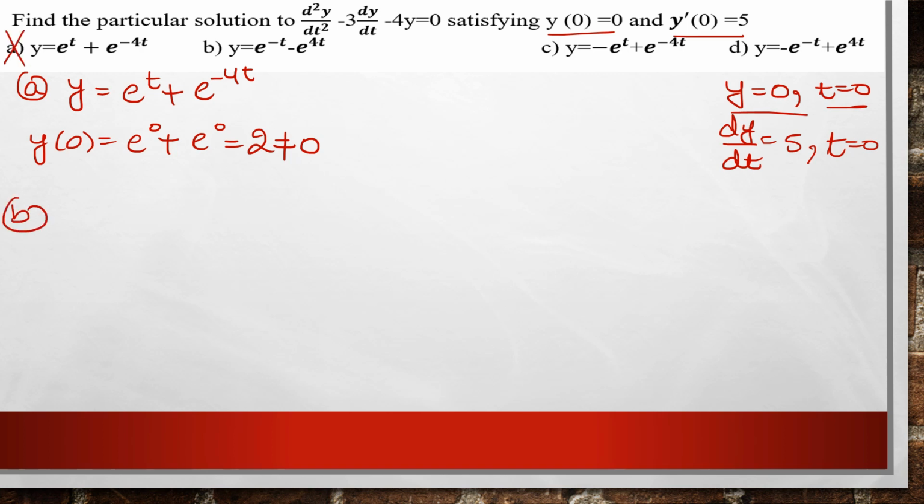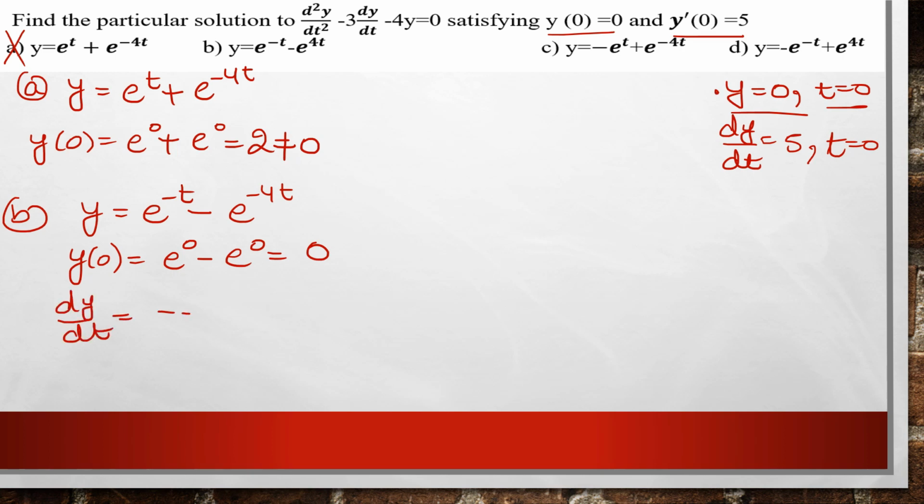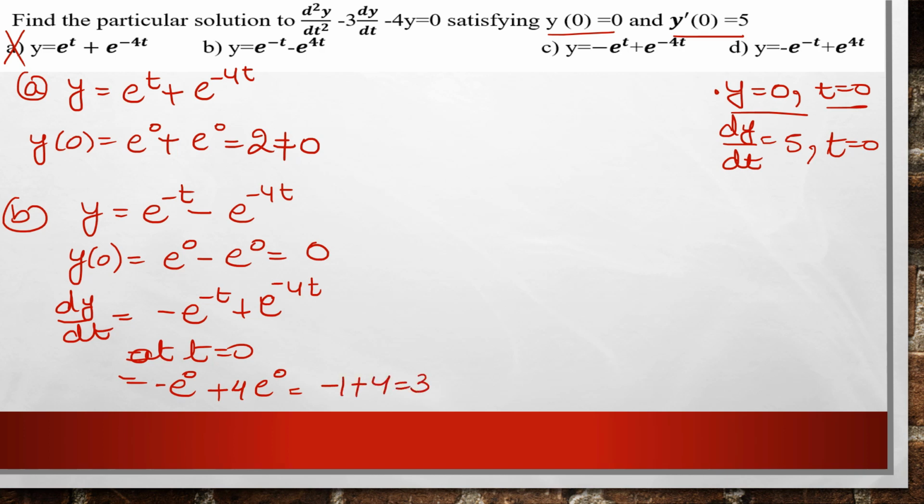Now come to option number B. Option number B is giving you e power minus t minus e power minus 4t. So if I assign t equals 0, what will we get? This will be 1 minus 1, 0. Okay, so the first condition is satisfied. Come to the second condition. What is dy over dt here? That is minus e power minus t plus 4 e power minus 4t. So here if I place t equals 0, what will we get? Minus e power 0 plus 4 e power 0. So this will be minus 1 plus 4 equals 3, not 5. It should be 5. So that means option B is also incorrect.